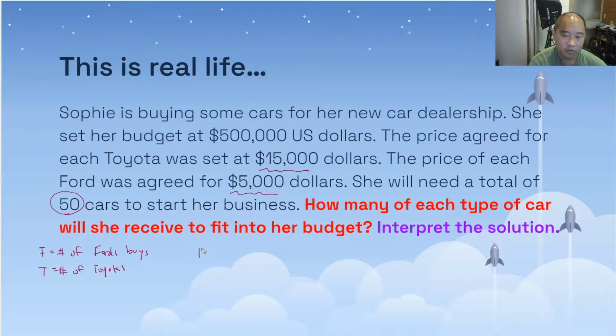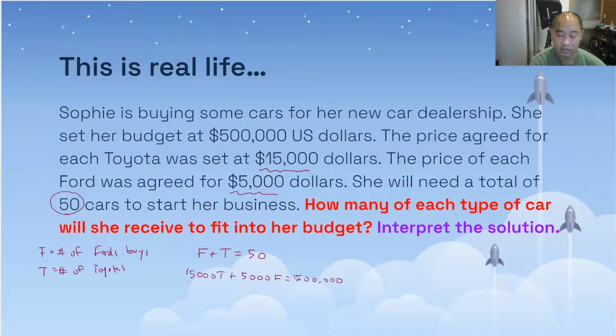So the number of Fords plus the number of Toyotas is going to equal 50. That's the number of cars that she wants to buy. And each Toyota is $15,000, right? So $15,000 times t plus each Ford is $5,000 times f. So for $15,000 for number of Toyotas that she buys plus $5,000 for the number of Fords that she buys, we want that to be $500,000.